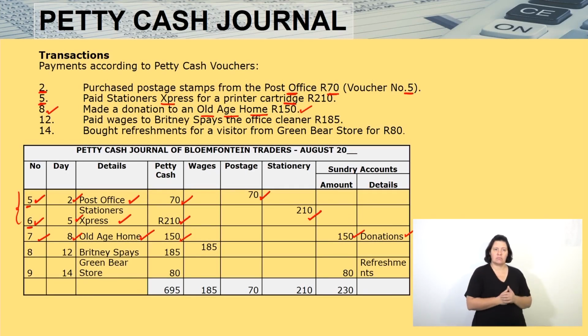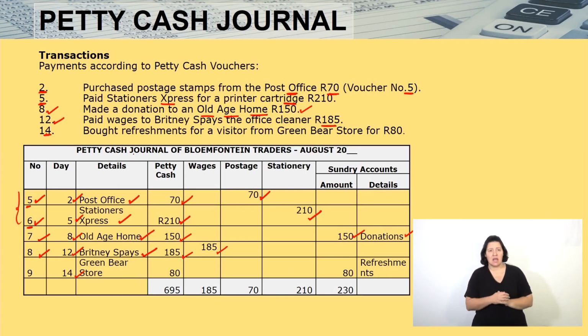And then on number 12, on the 12th rather, I paid wages to Brittany Space, the office cleaner, and we paid 185. So here's the 12th and the numbers you can see. And then I'll come now, whom did I pay? I paid Brittany Space. And how much did I pay? 185. What was that for? Wages.